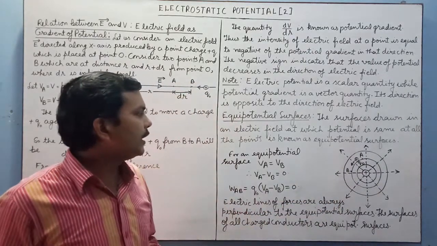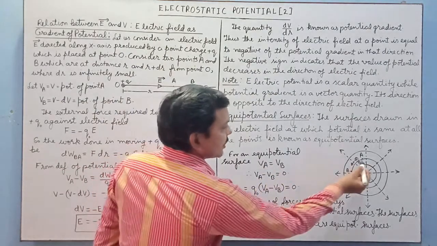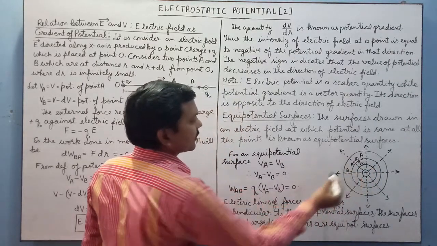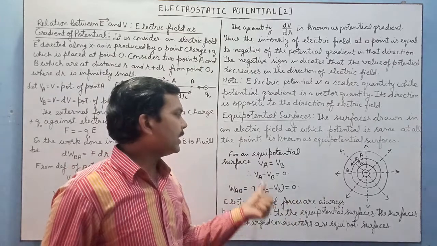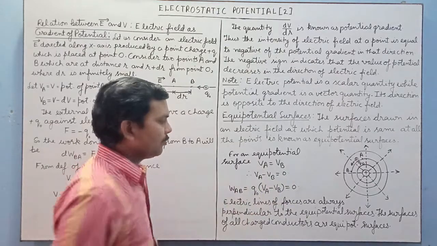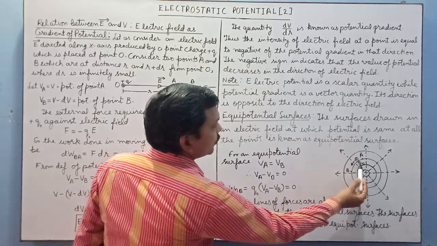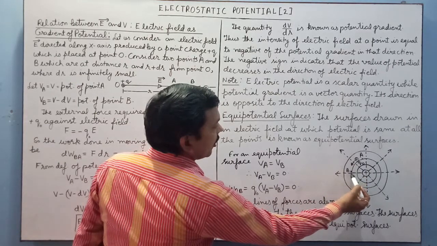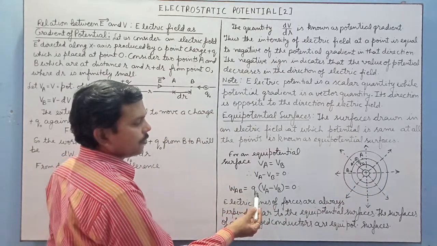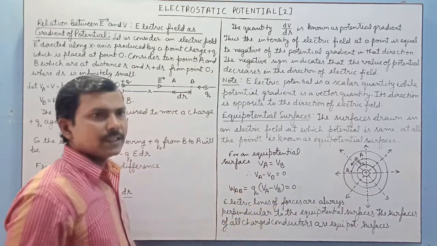So, for any equipotential surface, we have VA is equal to VB. I have considered this surface and two points A and B on it. So, for these 2 points we have VA is equal to VB. Therefore, we may write VA minus VB is equal to 0. Therefore, the work done in bringing any charge Q0 from point A to B on any equipotential surface, WAB, is equal to Q0 into VA minus VB, which is equal to 0. So, work done is 0.